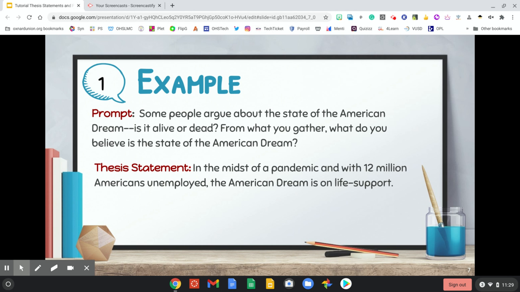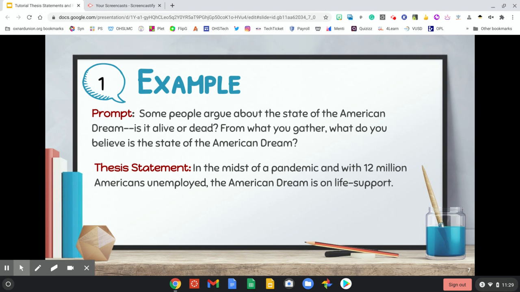Here's an example. The prompt: Some people argue about the state of the American dream. Is it alive or dead? From what you gather, what do you believe is the state of the American dream? So this is an assigned prompt, and then a thesis statement, a one-sentence answer, is given. In the midst of a pandemic and with 12 million Americans unemployed, the American dream is on life support.